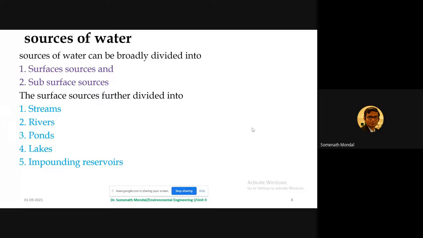Yes. Okay. So in the last class, we talked about some important components of the hydrological cycle, and the next immediate important part which we need to consider is the different sources of water from where we are going to collect the bulk amount of water which is required to distribute in a particular locality.